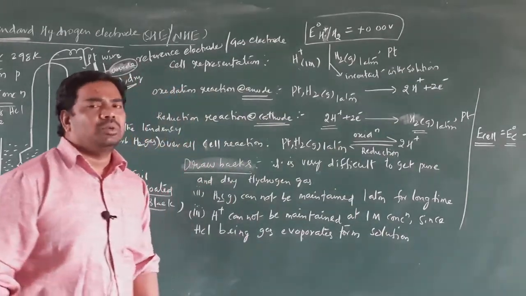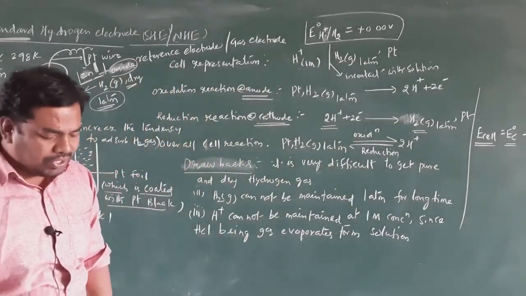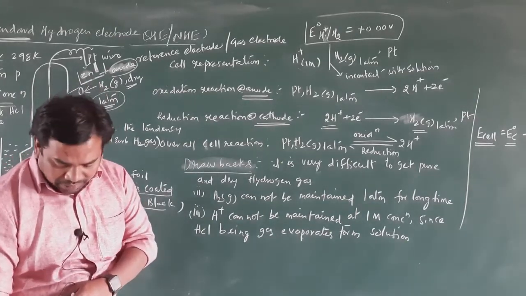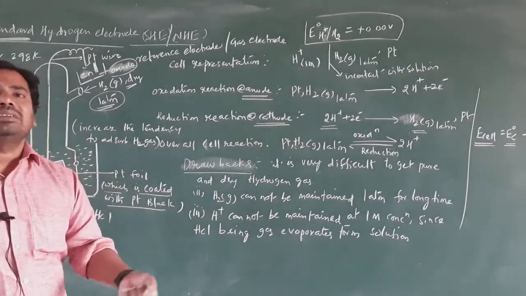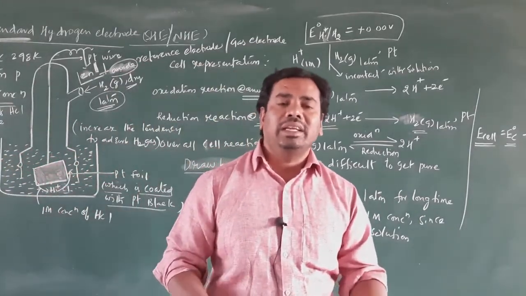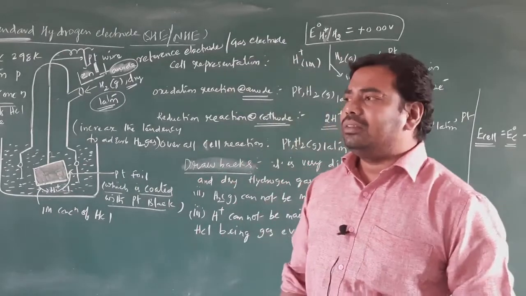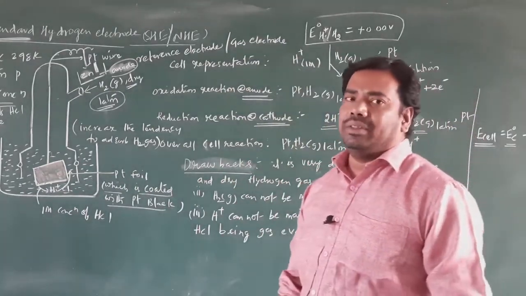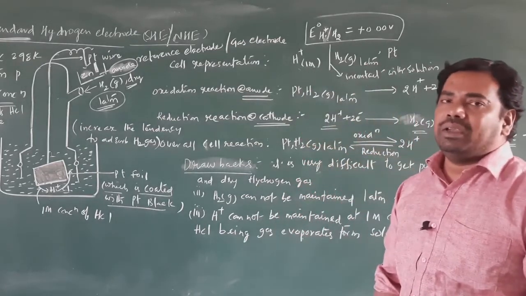Most of the electrode potentials of many metals or various elements we obtain by using the hydrogen electrode as a reference. But the usage of the hydrogen electrode has a few drawbacks. We will discuss the drawbacks one by one.